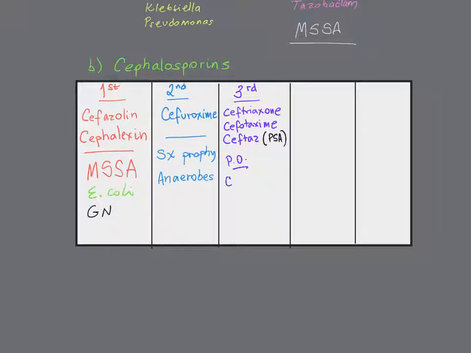Those three are IV, and then we go to the PO version of third generations, and that includes cefdinir. There are others, cefpodoxime, for example, or cefixime, but they all have about the same spectrum of activity. These antibiotics, especially the IV forms, penetrate the CNS very well. I'd like to point out here that the first generation cephalosporins, here in this category, do not have good CNS penetration.